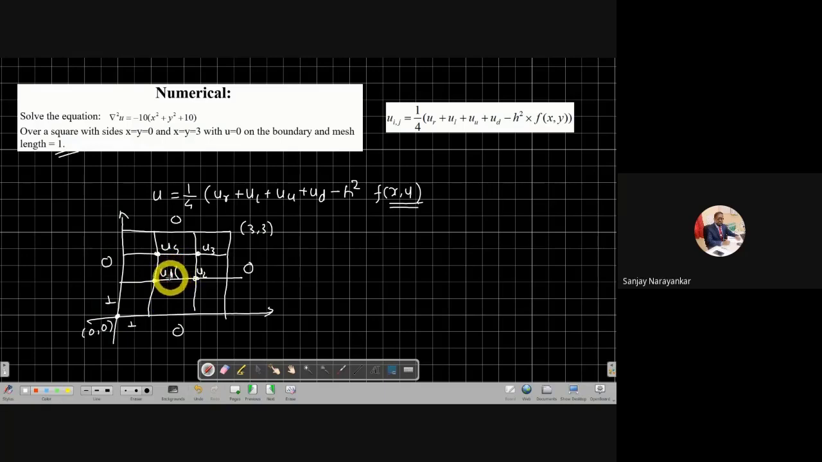सांगा U1 चे कोऑर्डिनेट्स काय आहेत? 1 1. U2 2 1. U3 2 2. आणि U4 1 2. X Y. I made a mistake somewhere. It is U4, हा, it's a 1 2. म्हणजेच काय की U1 1 1 आहे.